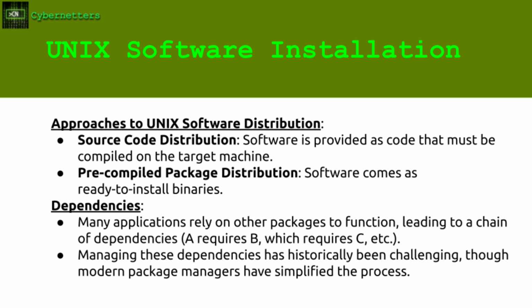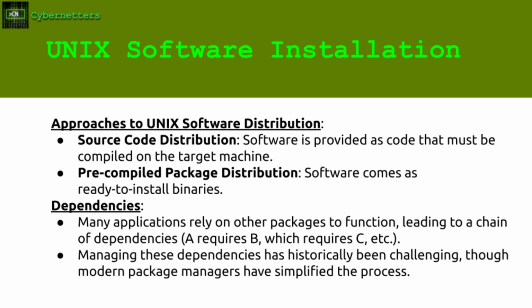So let's switch gears to Unix software installation. There are two main ways that software is distributed. The first one is source code distribution, where you get the raw code and compile it yourself. This is super flexible. You can tweak compile options or optimize for specific hardware. But it does mean you need a compiler and the right libraries installed. And then you have pre-compiled package distribution, which is the plug and play approach, kind of. You download a package like RPM or DEB and install it directly. It's faster, but you're limited to what the package maintainer has provided.